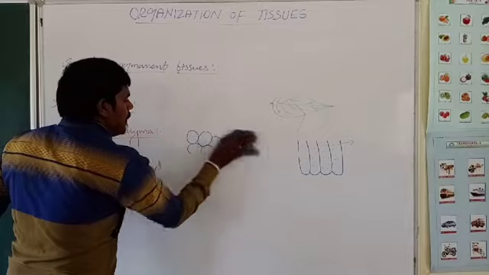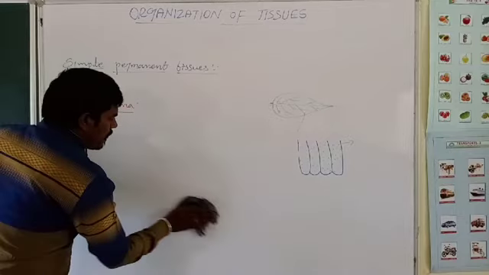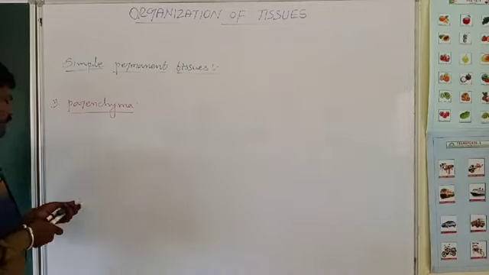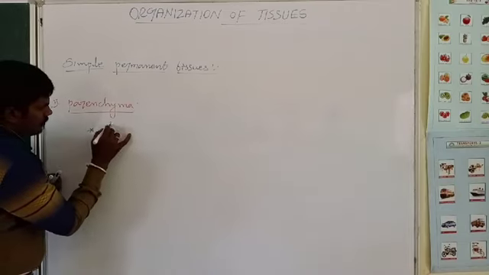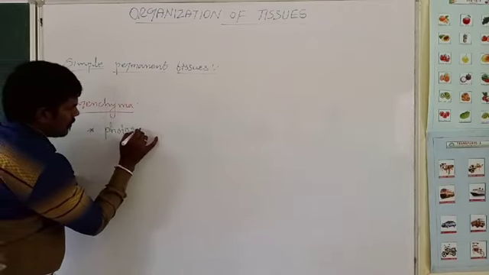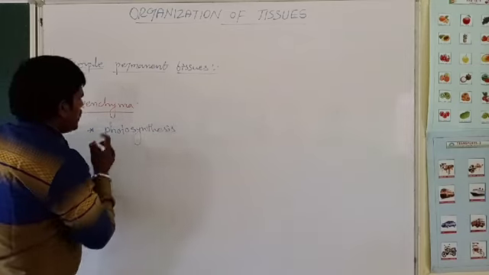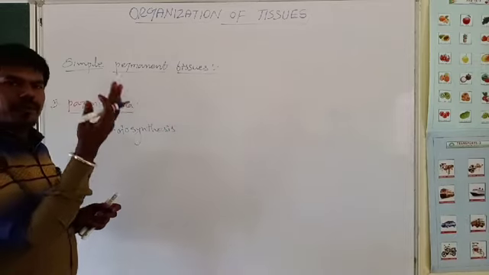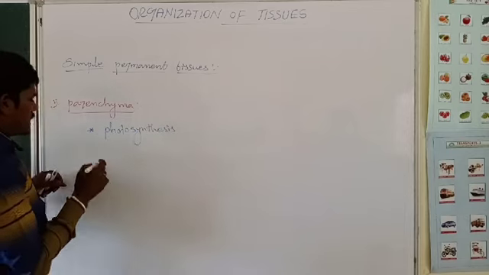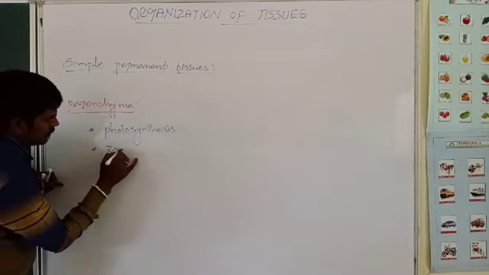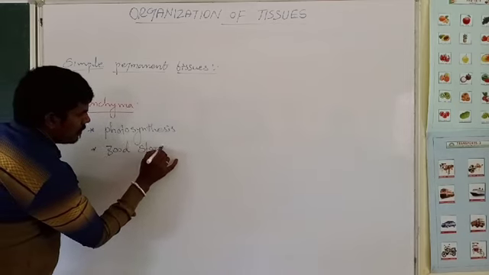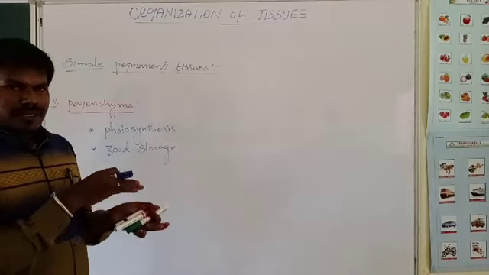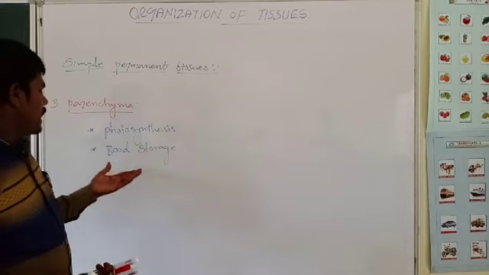What is the main function of the parenchyma? Very simple, only a few functions. First function, the parenchyma cells are directly involved in photosynthesis. Why are these cells involved in photosynthesis? Because the cells contain chlorophyll pigment, and chlorophyll pigment is directly involved in photosynthesis. And the second one, food storage. Food storage means the parenchyma cells have intercellular space in between, and that space is filled with some food material.